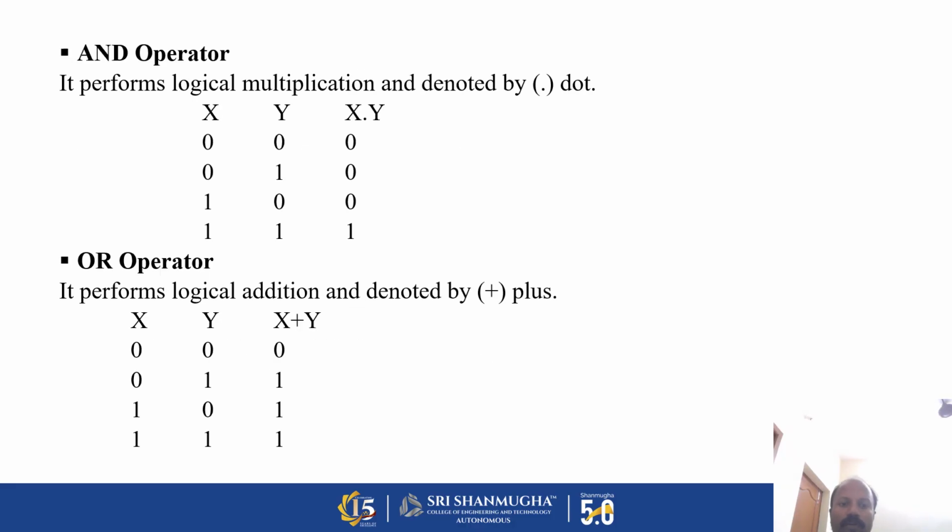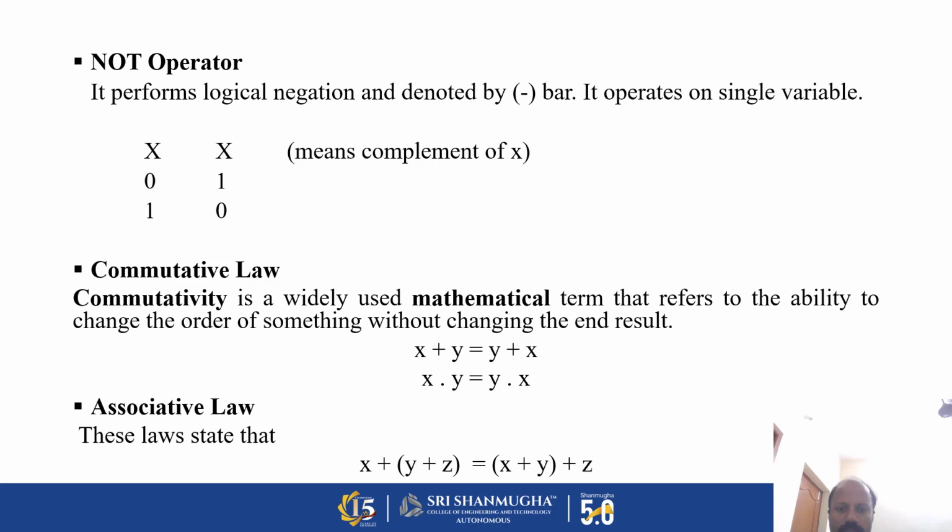AND operator performs logical multiplication, denoted by dot. OR operator performs logical addition and is denoted by plus. NOT operator performs logical negation and is denoted by bar. It operates on a single variable. NOT operation means taking the complement of a value.